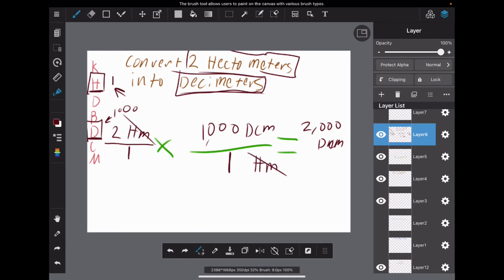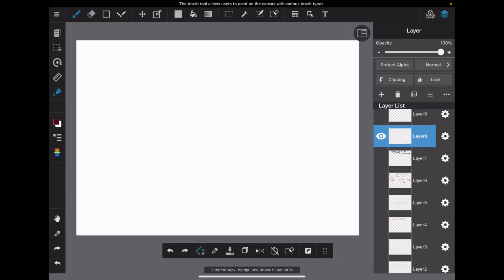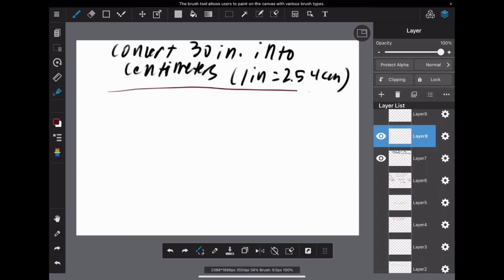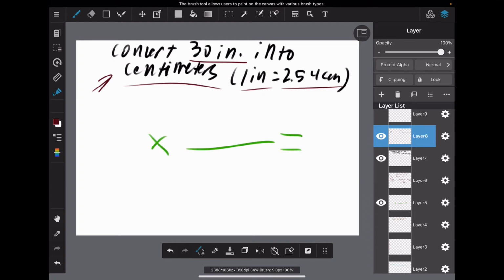Let's do another problem that isn't completely with the metric system. Here's our new problem. It says convert 30 inches into centimeters. It also gives us our conversion factor. 1 inch is the same thing as 2.54 centimeters. So for this problem, since we only have 2 values, we're going to set it up the exact same way. Our multiplication symbol, a line, and the equals sign.